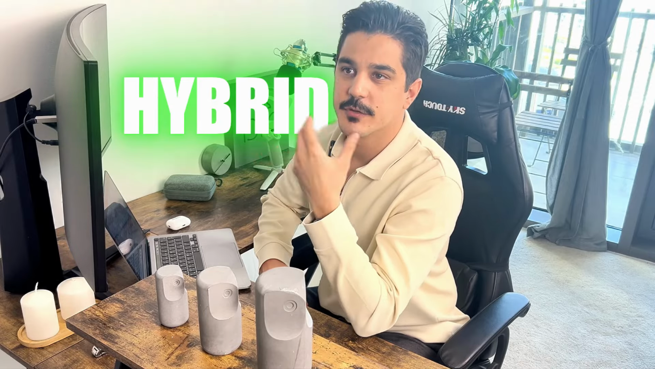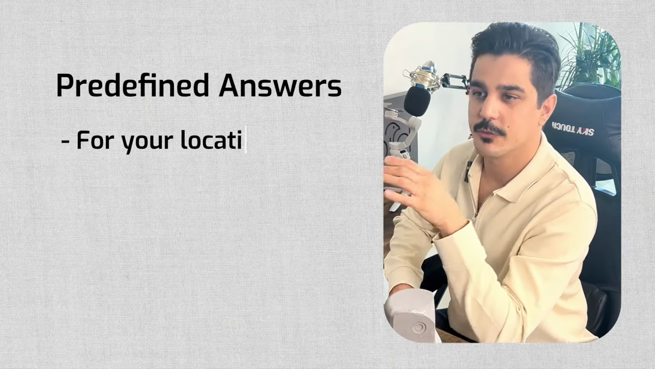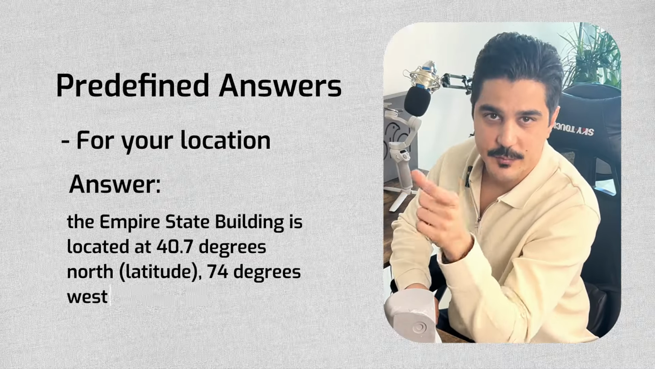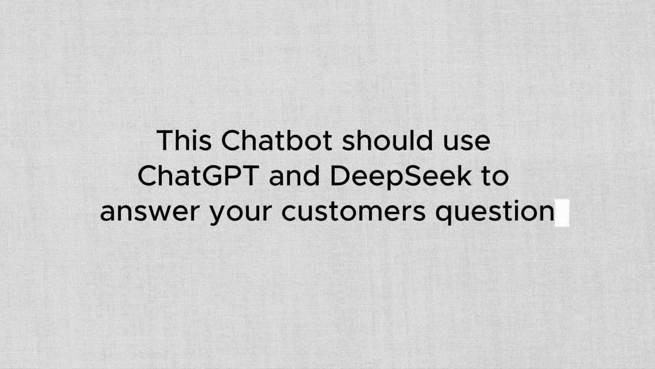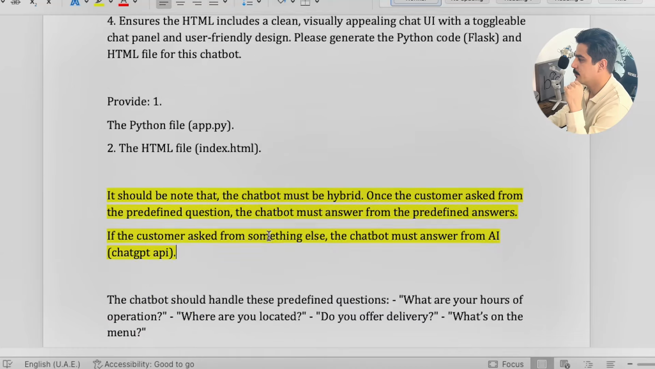This is very important. I clearly mentioned this chatbot should be hybrid because there are some predefined answers, for example, about your location. So you will tell your chatbot these predefined answers, and it should be hybrid. Once the customer's question is outside these, this chatbot should use ChatGPT or DeepSeek to answer your customers. You don't need to change it.